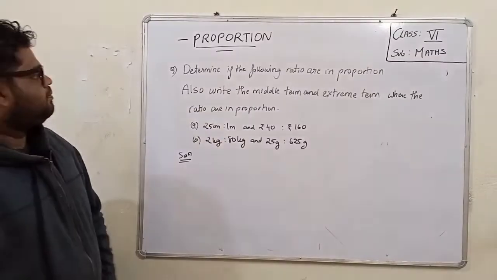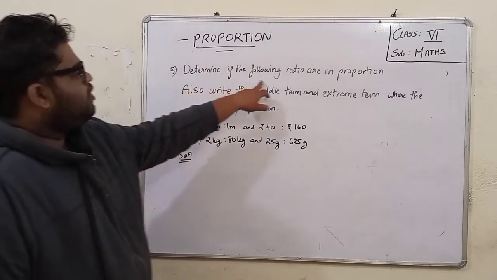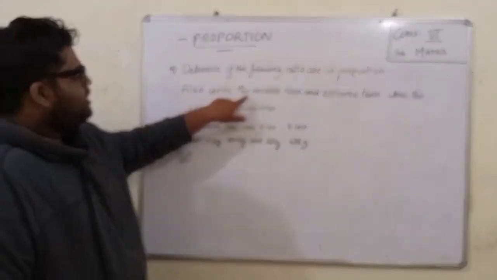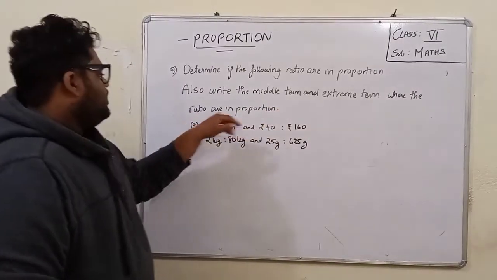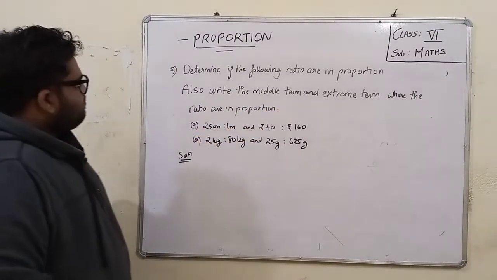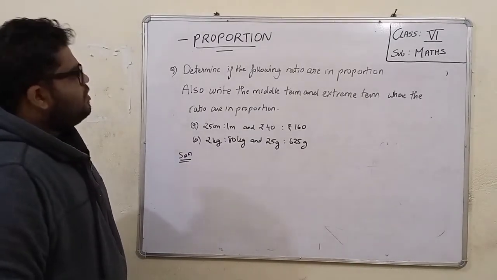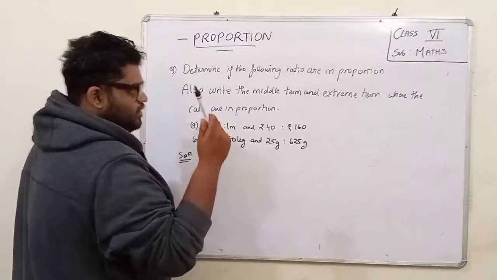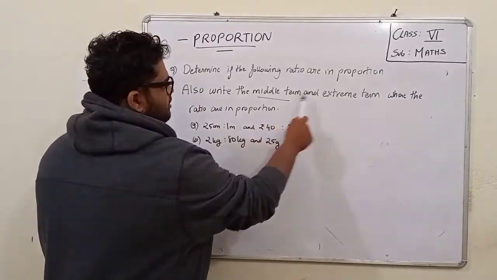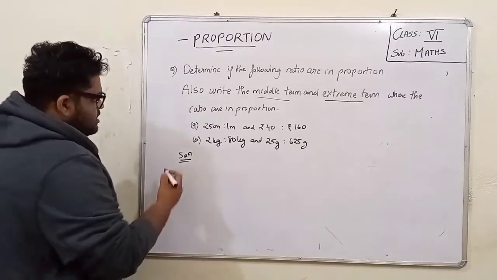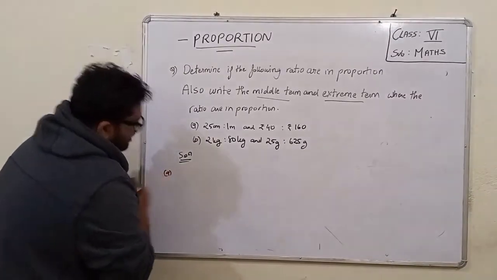Move on to the next question. Determine if the following ratios are in proportion. Also, write the middle term and extreme term where the ratios are in proportion. These are the two questions. So we have to find first whether they are in proportion or not. Then, if they are in proportion, we have to write the middle term and extreme term separately. Okay, let's start with the first one.